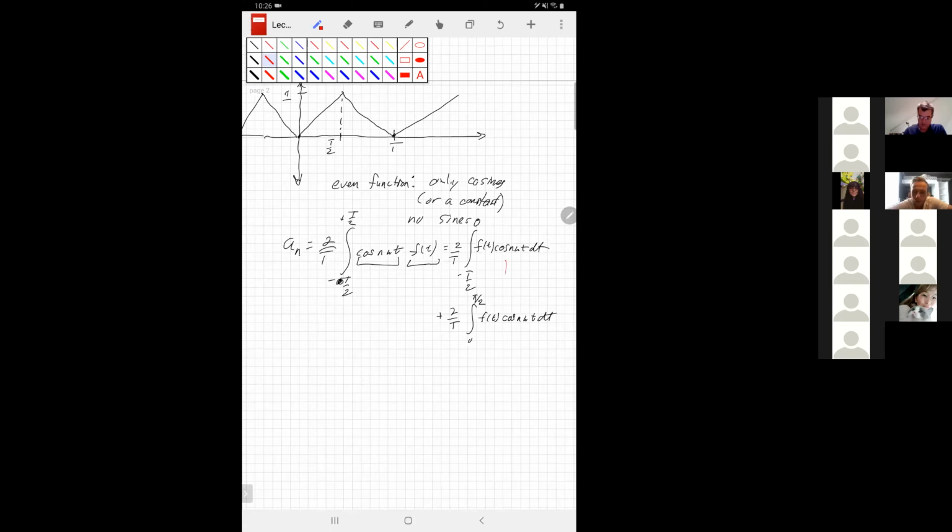We're going to have the same values? Yep. They're the same, or they're redundant, or they repeat. So because they're the same, I could just rewrite all of this as 2 times 2 over T integral from 0 to T over 2 of f of t cosine n omega t. If your function is even or odd, then you don't have to integrate over the entire range. If it's neither even nor odd, then yeah, you've got to do the entire integral. But if it has this symmetry, then you only have to integrate over half the range. All right, so we know that.